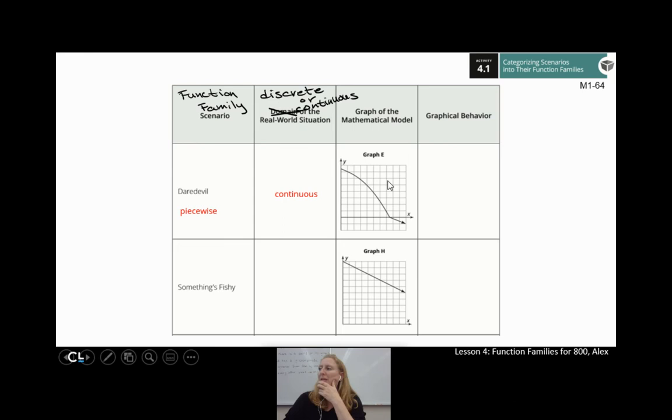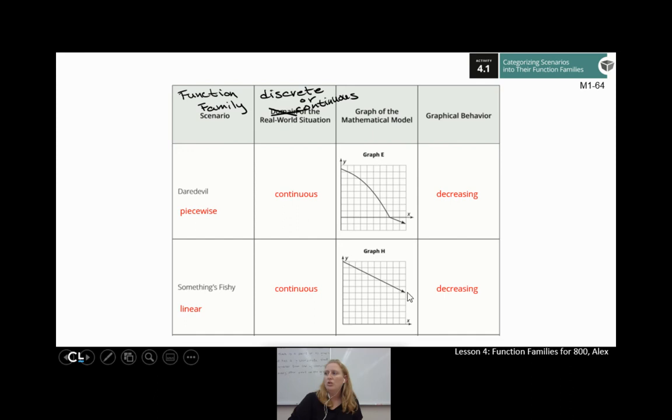The dude jumped off a cliff. He probably was only going to go down. I don't really see him bouncing back up midair. For our something's fishy, where we were draining the aquarium, you can see that's just a constant rate, right? So this is a linear function. It is also continuous and also decreasing. Yeah, we're just draining the water out of the tank.